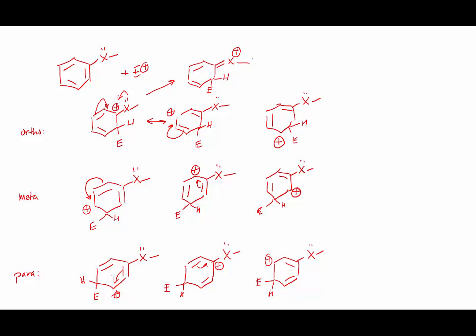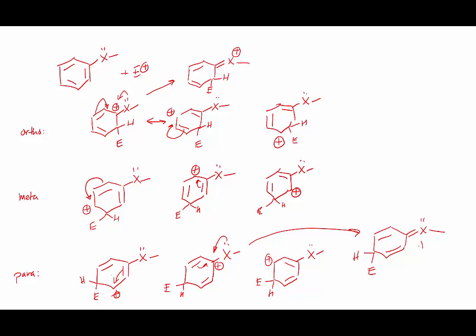And because ortho and para do the same thing, I could take this resonance structure and share the pair of electrons this way, and that would give me a 4th resonance structure for the para addition. So now ortho and para are in the lead. They've each got 4 resonance structures.